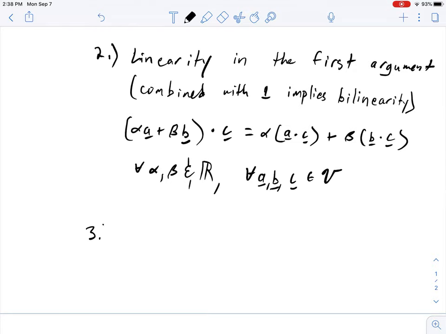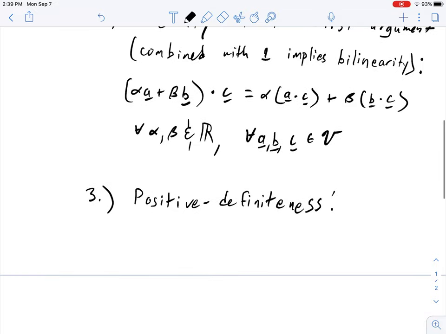The third is positive definiteness. And so that is A dot A is greater than or equal to scalar 0 for all vectors A in our vector space. And A dot A is equal to scalar 0.